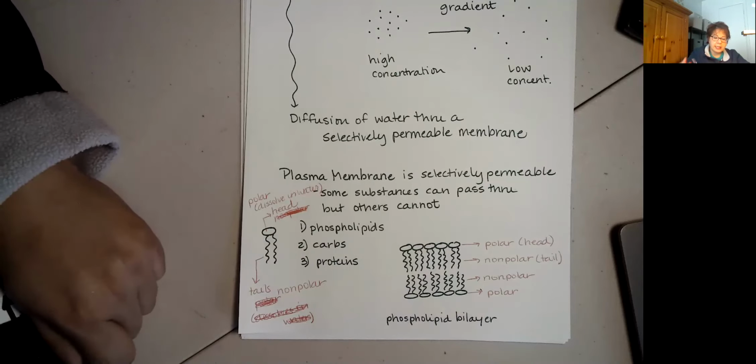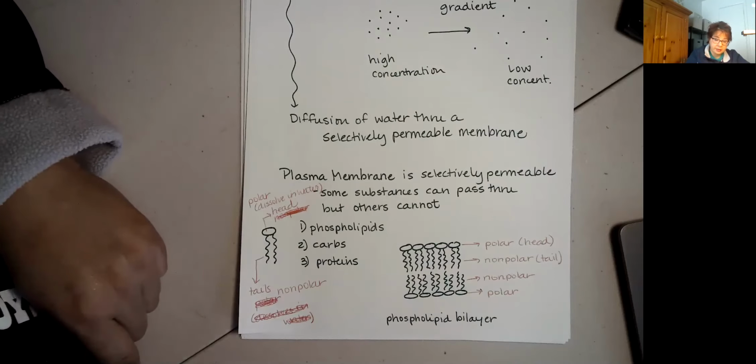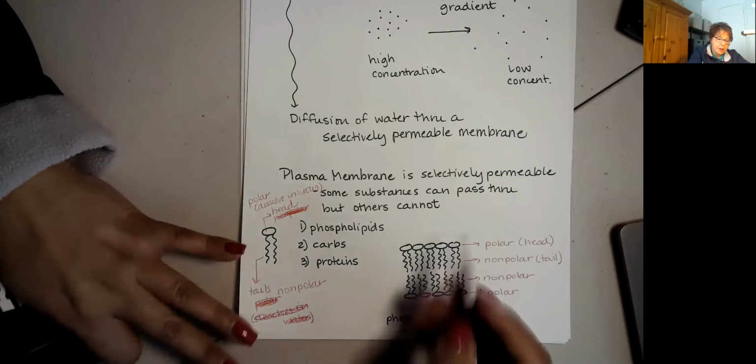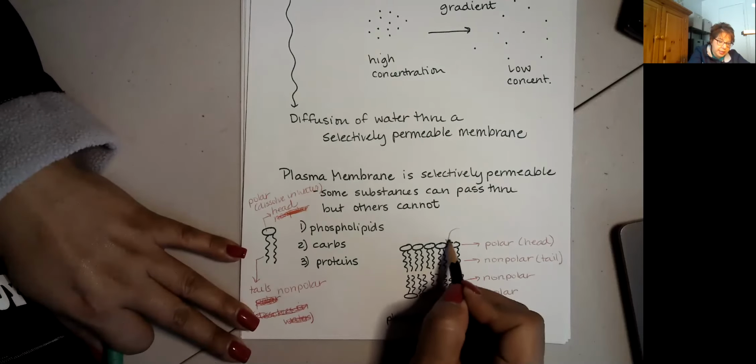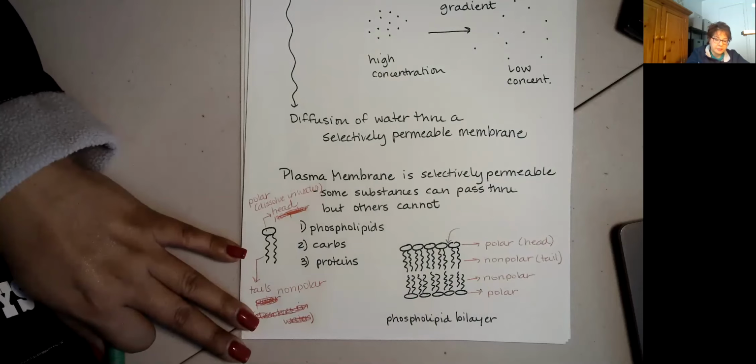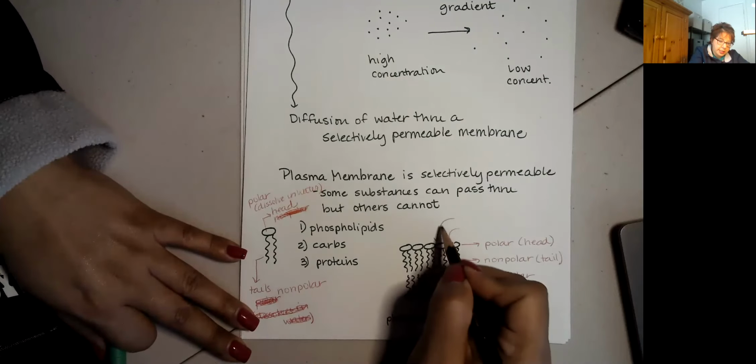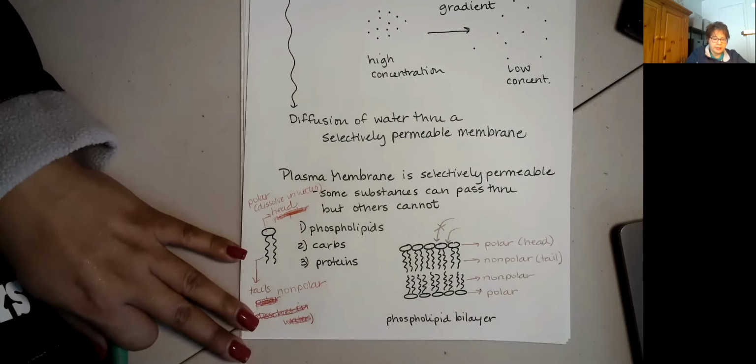The way things can get in and out of the cell has partly to do with the chemistry of this polar versus nonpolar business, and part of it has to do with the space, the tiny little pores between the phospholipids. So some things can pass while other things are blocked from going in.